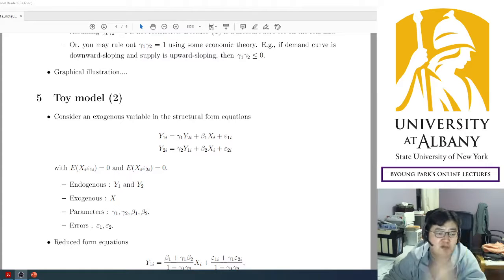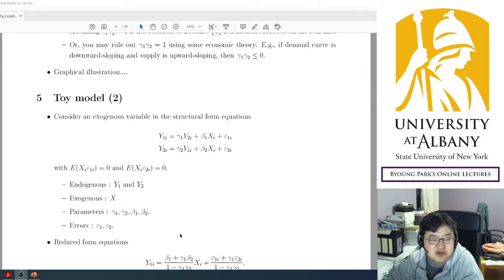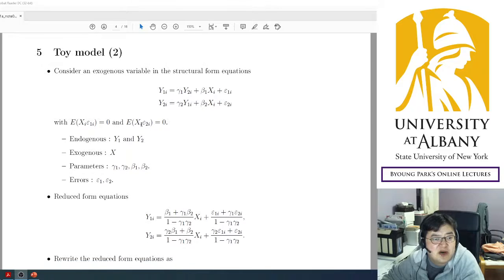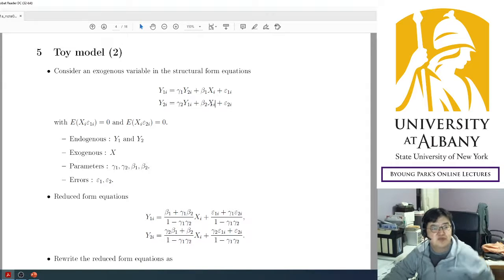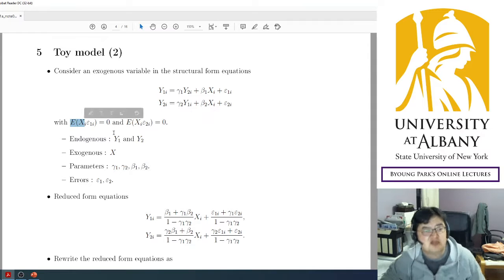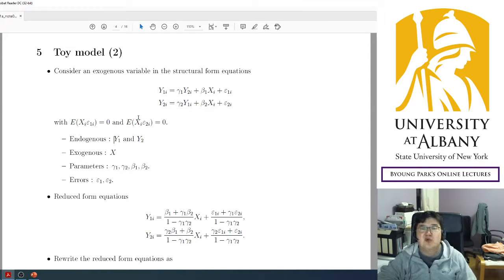Okay, now we will consider an extension of the previous model, toy model number 2. In this model, we introduce an exogenous variable x and say y1 is determined by y2 and x, y2 is determined by y1 and x. And as usual, the exogenous variable has zero correlation with epsilon1 and epsilon2, right? So there are four different components in this system of equations: endogenous variable, exogenous variable, parameters, errors.